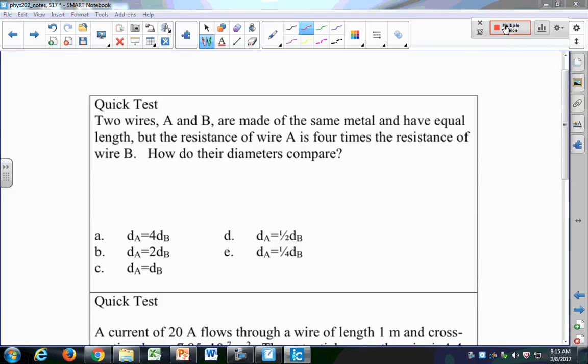We have time. Let's do a couple of quick tests. This first one's kind of tricky. Think about which one is bigger, wire A or wire B, and then also think about how the area is proportional to the diameter. It's not a linear proportionality, it's a quadratic proportion. So think about, first, which one has the bigger or smaller diameter, and then think about by what amount. Right away, you could get rid of option C, because you know they don't have the same diameter.